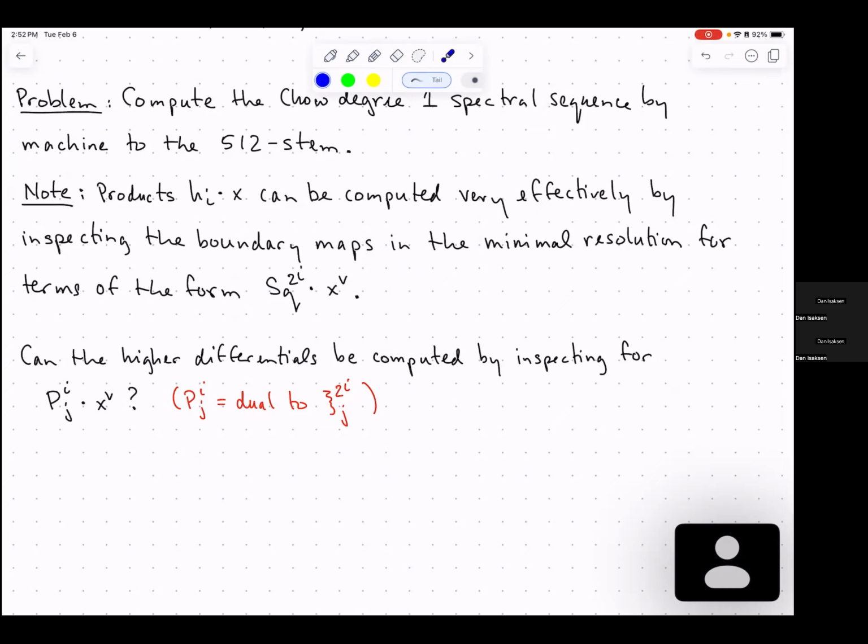The only thing you really need about the HIs is they're in homological degree 1, and therefore they're dual to some generator. The HIJs don't survive, but they're still in homological degree 1. They just don't survive. So I don't know, but it feels that way. We just do a diagram chase and hopefully that comes out, and then you could completely compute the spectral sequence in a huge range. 512 steps is like enormous.